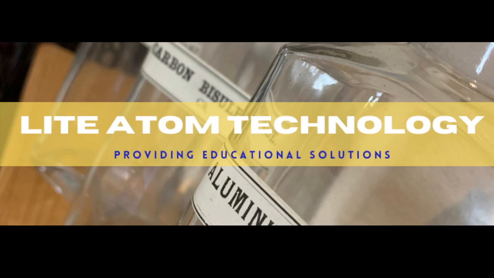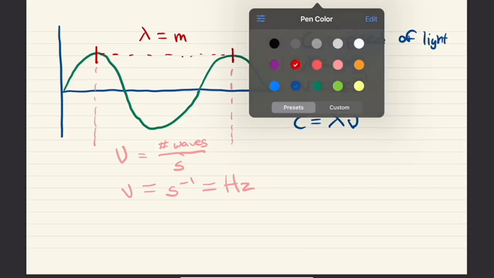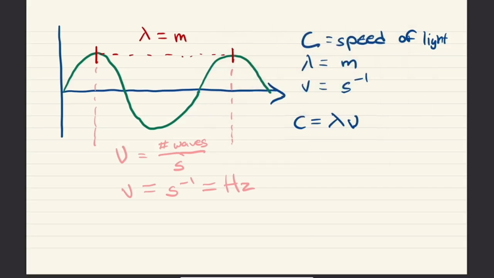Today's mini lecture will be discussing light and the phenomenon of light. So when we speak about light, we have to understand that light behaves as a wave in whatever direction that wave is propagating. In this case, we can assume that the propagation of the wave is in this direction.